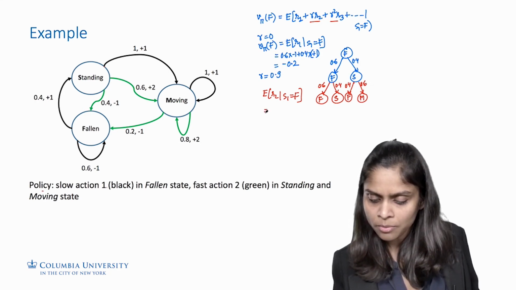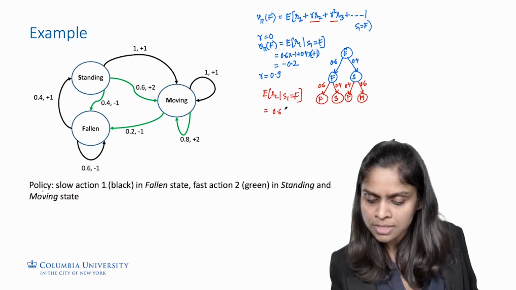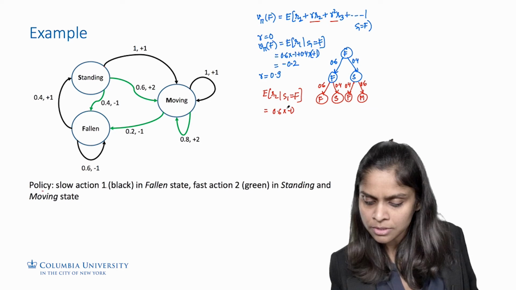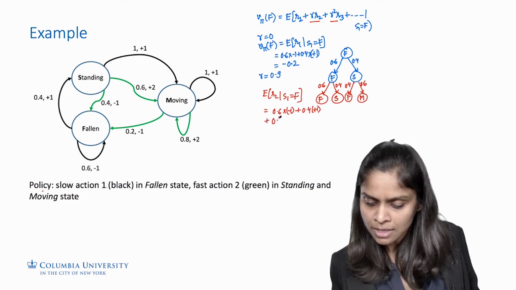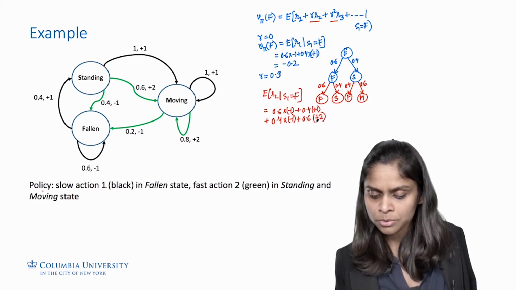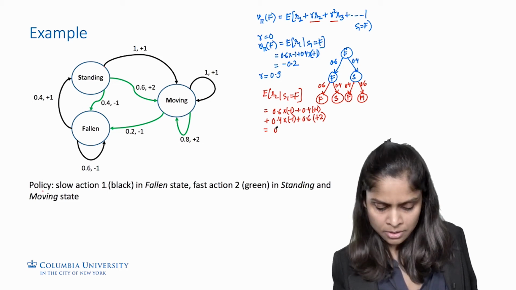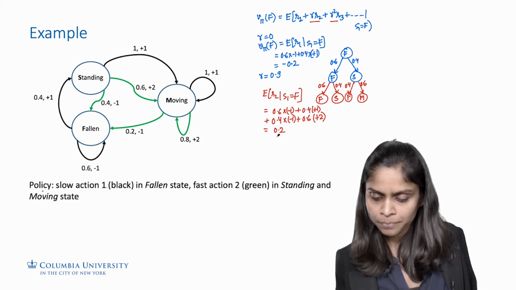So the expected reward can now be computed for the second stage as follows: with 0.6 it goes to the fallen state and earns a reward of -1. With 0.4, it's +1. Then from the standing state with 0.4 probability, it goes to the fallen state to get a reward of -1. But with 0.6 probability, the reward is +2 when it goes to the moving state. So the second stage reward, if we compute this, is just 0.2.